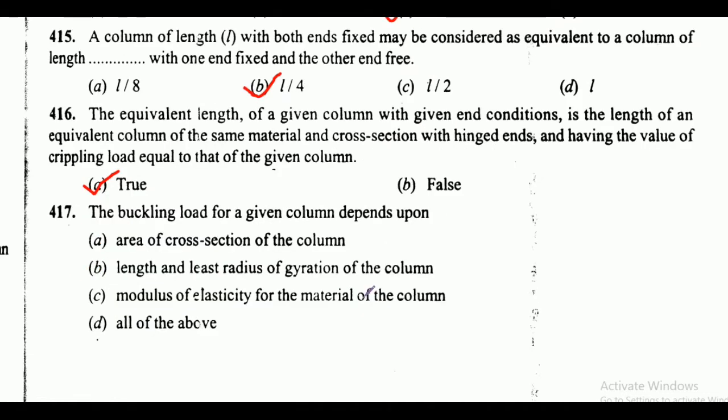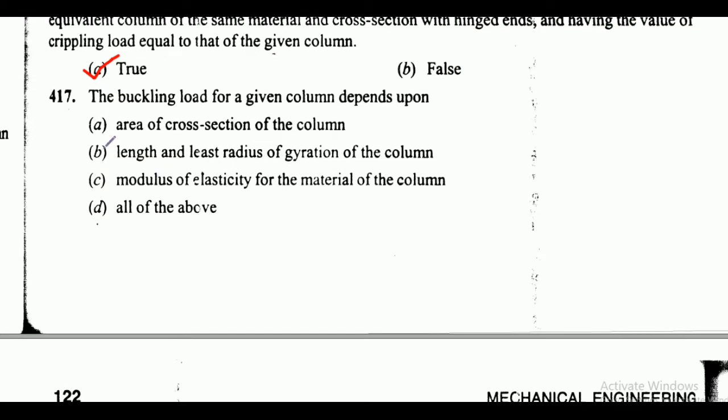This statement is true. Next: the buckling load for a given column depends upon, options are: area of cross-section of the column, length and least radius of gyration of the column, modulus of elasticity for the material of the column, all of the above. So here, friends, the correct answer for this question is option D, that is all of the above.